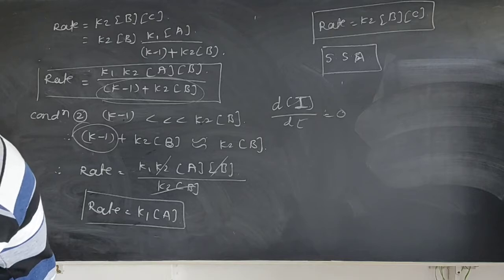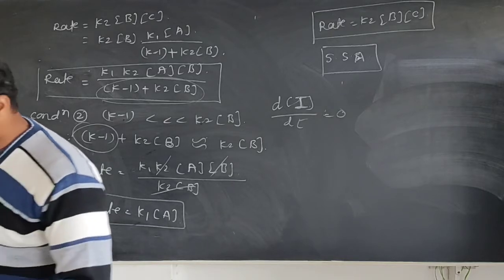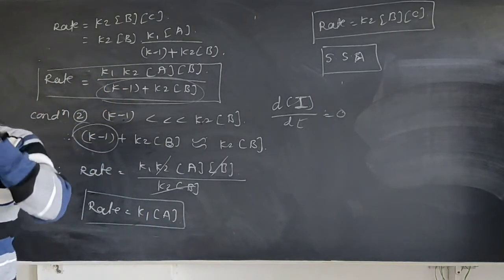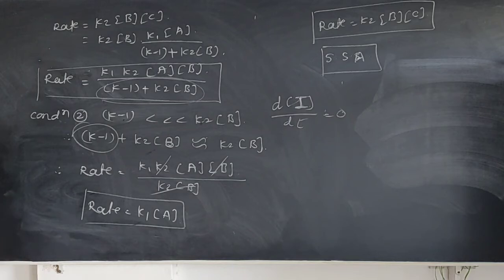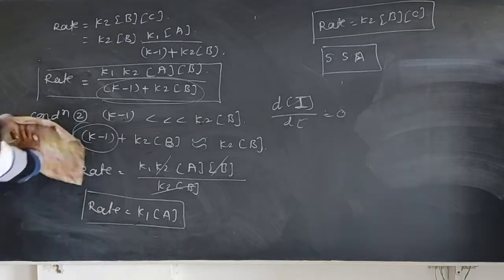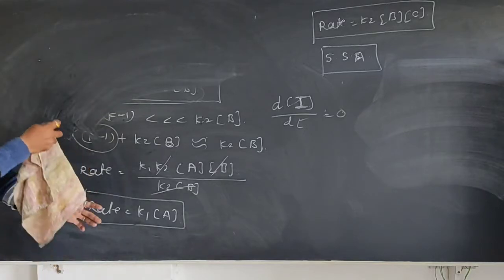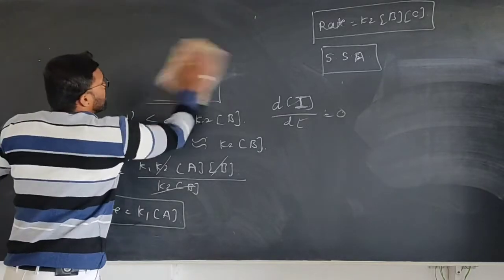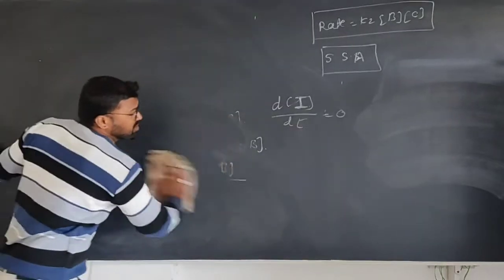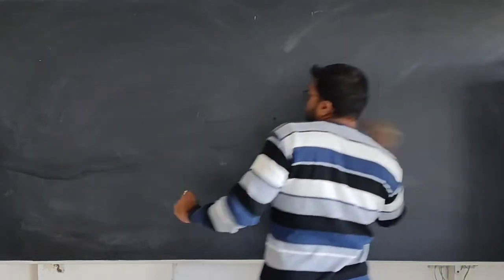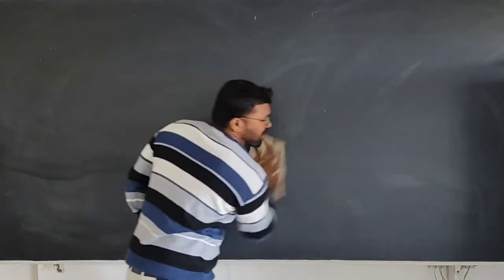To start the topic of kinetics of chain reactions, you first have to review the steady state approximation, because without studying it you can't understand the kinetics of a chain reaction. Steady state approximation plays an important role, because it is used while solving the derivation for the chain reaction. So let's start the kinetics of a chain reaction.